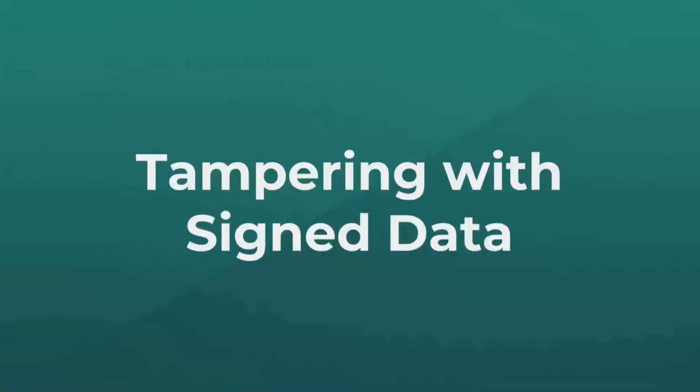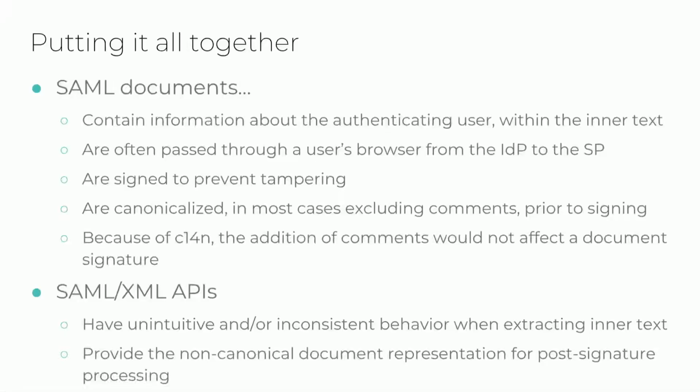So at this point, we know just enough about SAML and some of the underlying software to construct one of the vulnerability classes that I identified during my research. So to recap what we know so far, first, SAML documents are passed through an untrustworthy browser to convey authentication information within XML. These XML documents are signed to prevent tampering, but XML canonicalization algorithms often don't factor in comments into signature validity. And then on top of that, the XML APIs provided to SAML implementers may truncate text when a comment is added to the inner text.